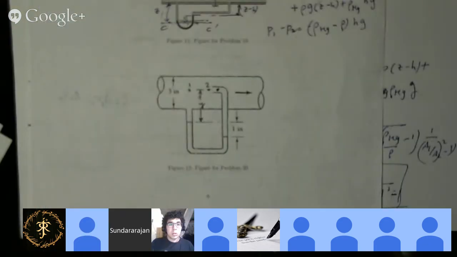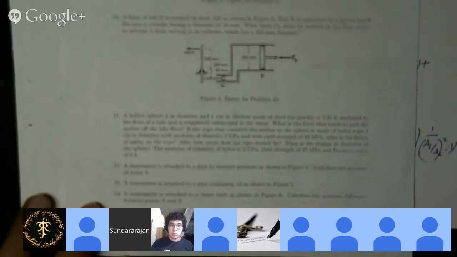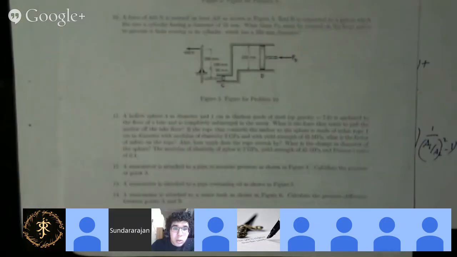Okay. Let's try. I don't know where Zach went because he's the one who wanted to do some stress strain problems. But let's do number 11 from here, because that kind of combines buoyancy with stress. Okay.